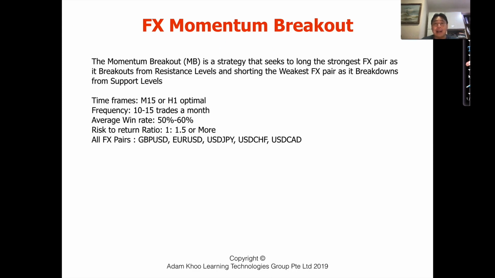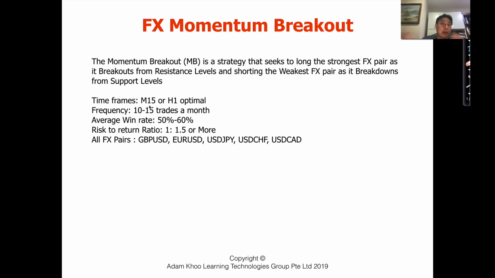This momentum breakout, or we just call it MB strategy, we seek to go long on the strongest forex pairs as they break out from resistance levels, and short the weakest FX pairs as they break down from support levels. So again, like I said, you can trade it on M15 or H1 or even higher time frames. You could get anything from 10 to 15 trades a month.